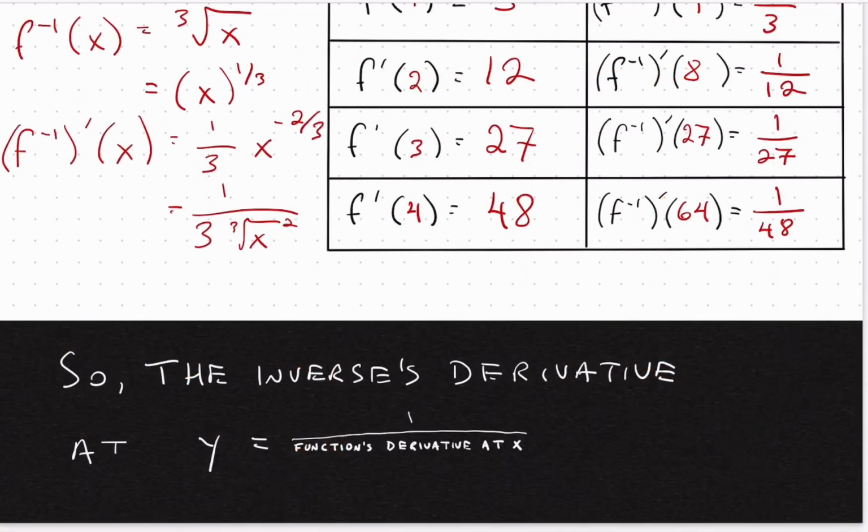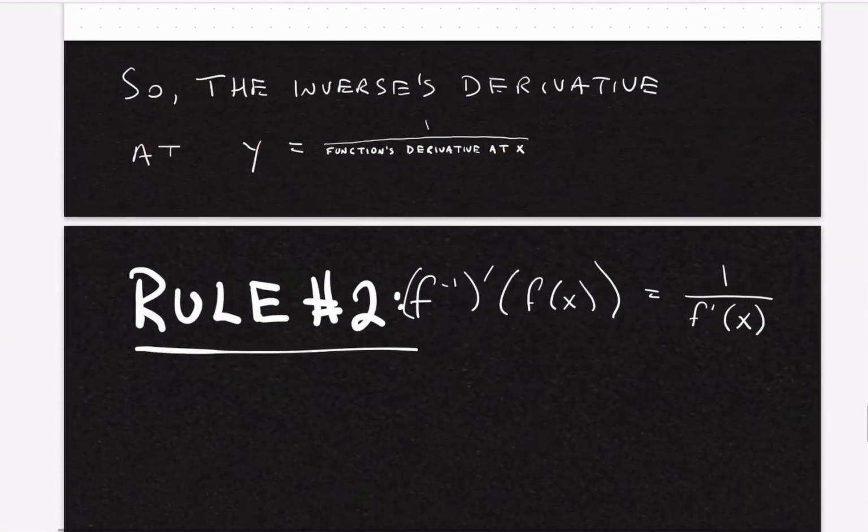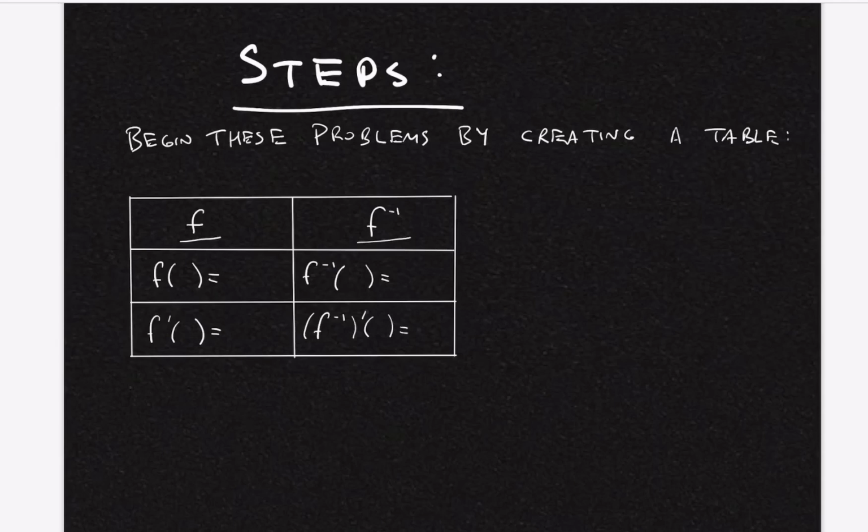So in general, the inverse's derivative at y is always going to be equal to 1 divided by the function's derivative at x. That leads us to our second rule for when you're trying to find the derivative of an inverse function at a point. That is that f inverse prime of f of x is just equal to 1 divided by f prime of x. Let's see how we can solve one of these problems.